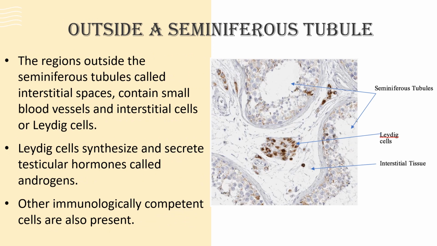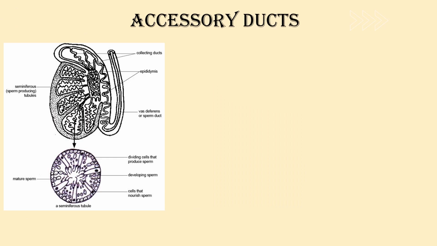Outside the seminiferous tubule, you can see interstitial spaces which contain blood vessels and interstitial cells, also known as Leydig cells. Leydig cells are those cells which synthesize and secrete testicular hormones known as androgens. That includes testosterone as well. And there are other immunologically competent cells also present in these spaces.